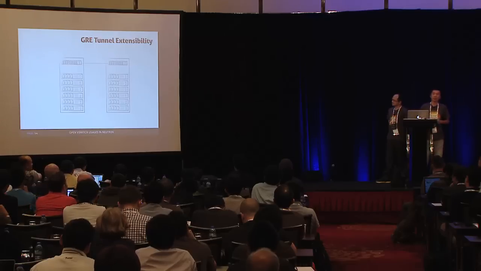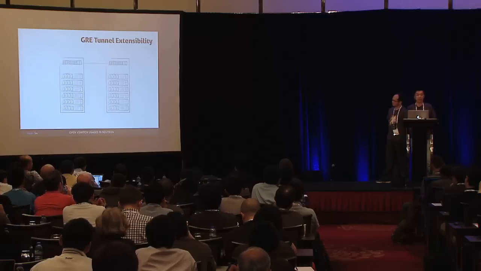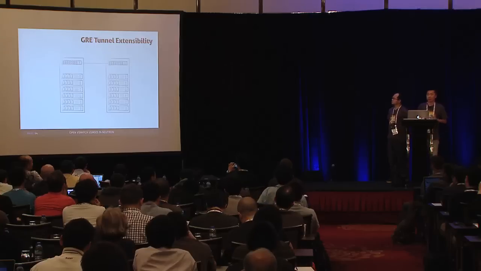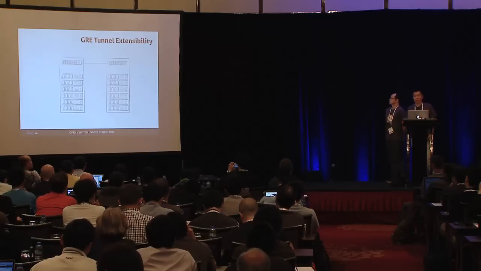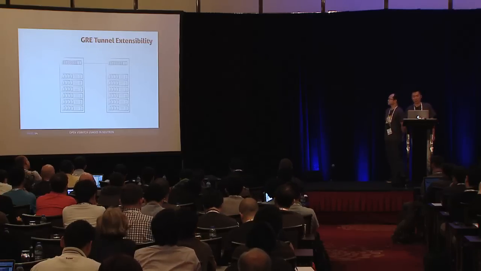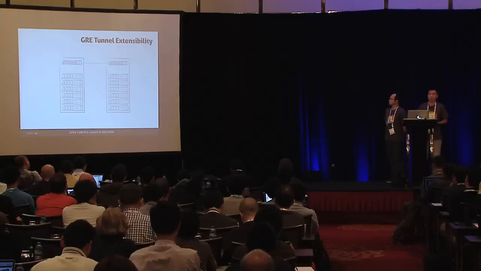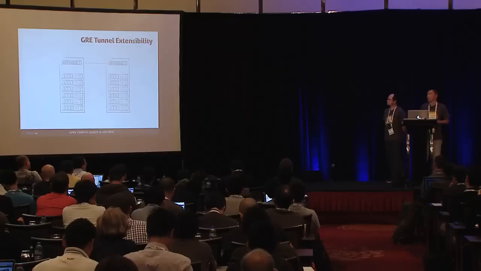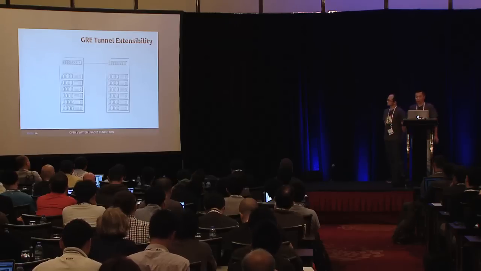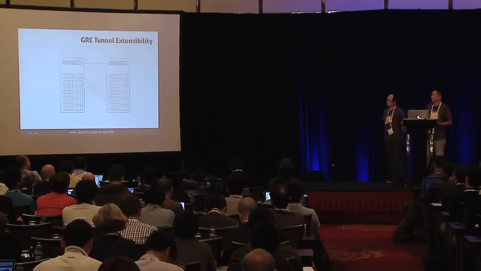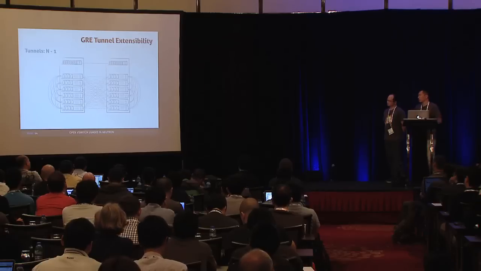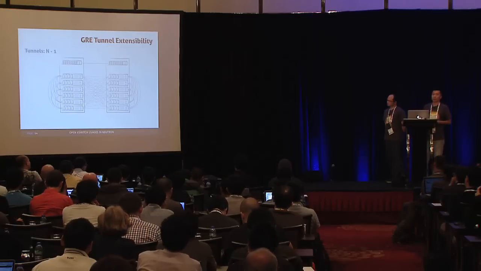In the TryStack deployment, we have about 10 servers. This is not many servers. In this diagram we have 12 servers here. But as we know, the GRE tunnel will connect server to server. It actually is a point-to-point connection. So if we have 12 servers, each server will connect to all the others, so the number of tunnels will be n minus 1.